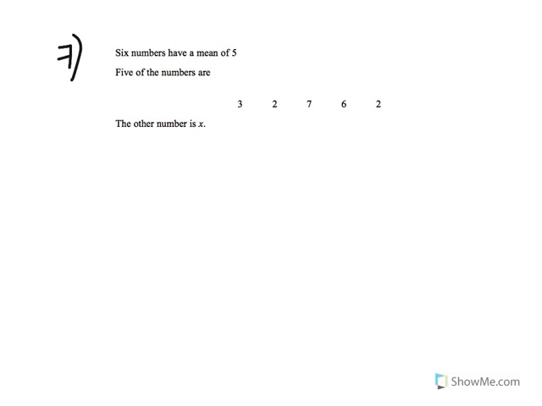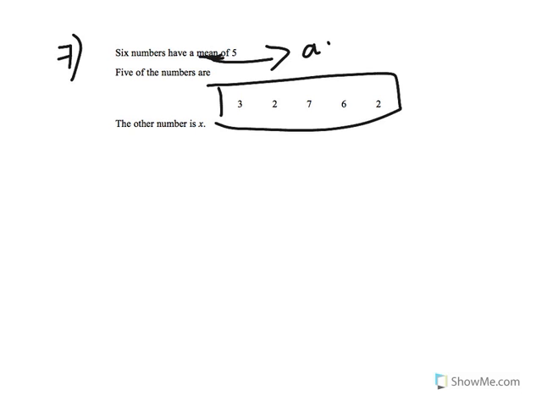Alright, question 7. 6 numbers have a mean of 5. 5 of the numbers are written here, and the other number is x. You have to figure out x in question 7. Now mean is nothing but the average.